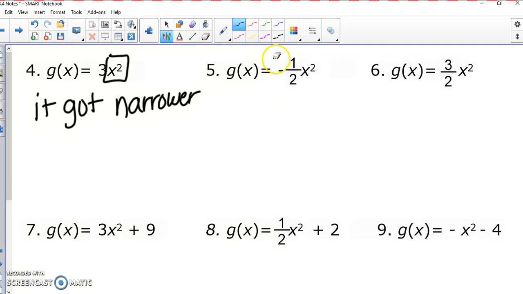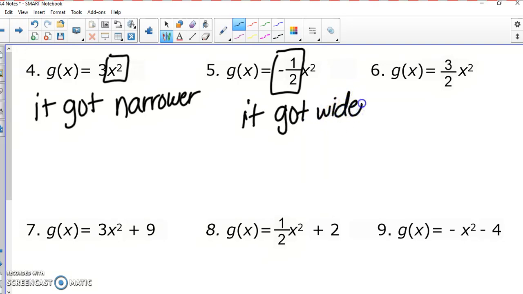Okay, this next one, again, the only thing that changed was this negative 1/2 out in front compared to the 1 it used to be. So on this one, 1/2 is smaller than 1, so it got wider. And notice that that negative sign is in front of there now. And so now that parabola is going to open down instead of up. So we would say it got wider, and g of x will open down.